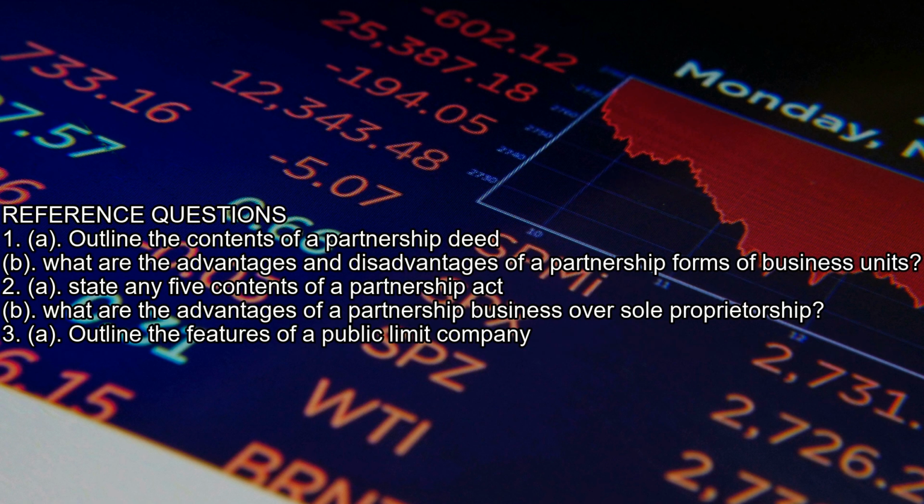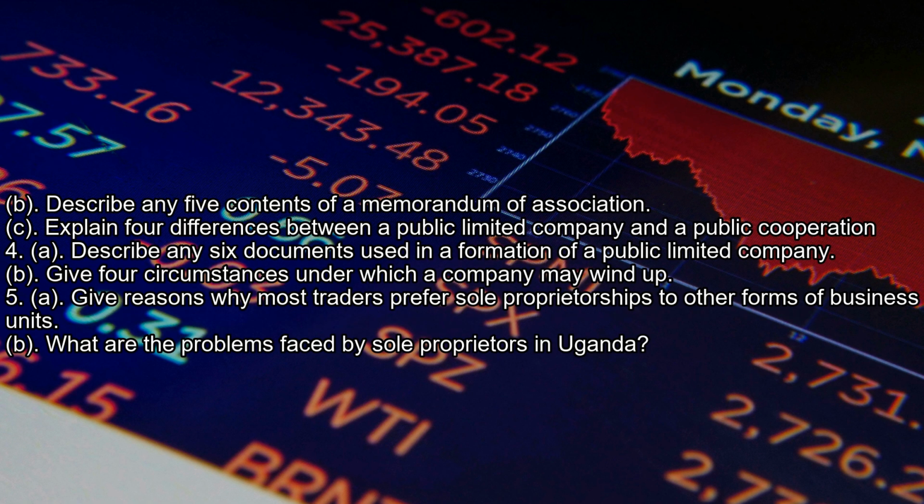Reference questions. 1. A. Outline the contents of a partnership deed. B. What are the advantages and disadvantages of partnership forms of business units? 2. A. State any 5 contents of a partnership act. B. What are the advantages of a partnership business over sole proprietorship? 3. A. Outline the features of a public limited company. B. Describe any 5 contents of a memorandum of association. C. Explain 4 differences between a public limited company and a public corporation.